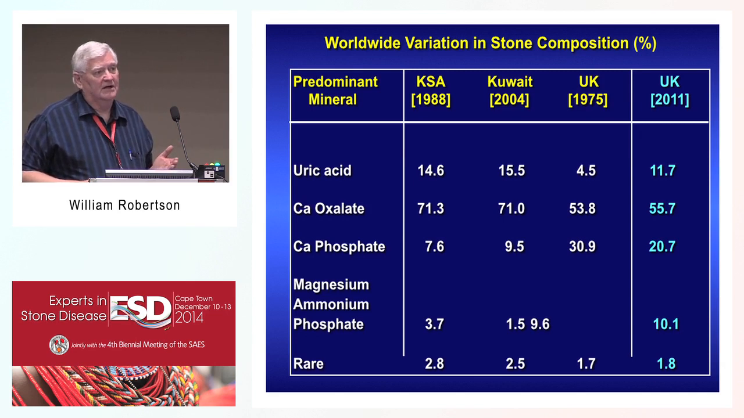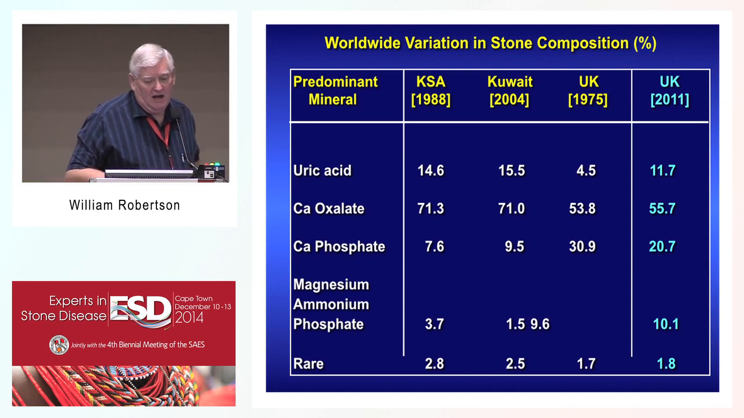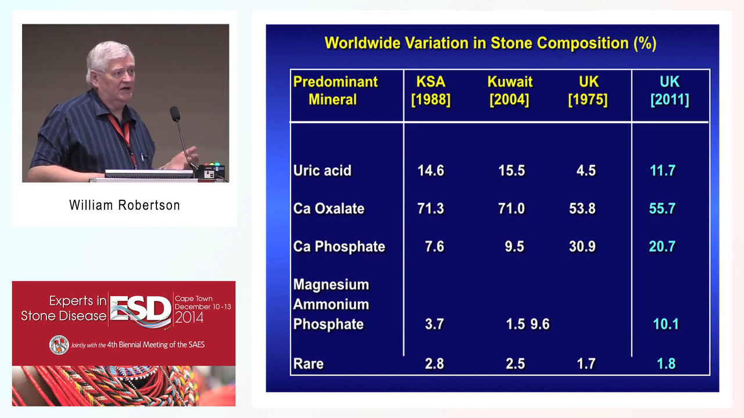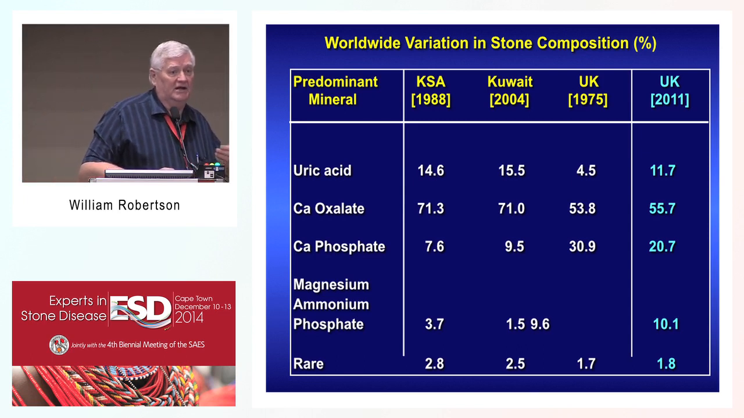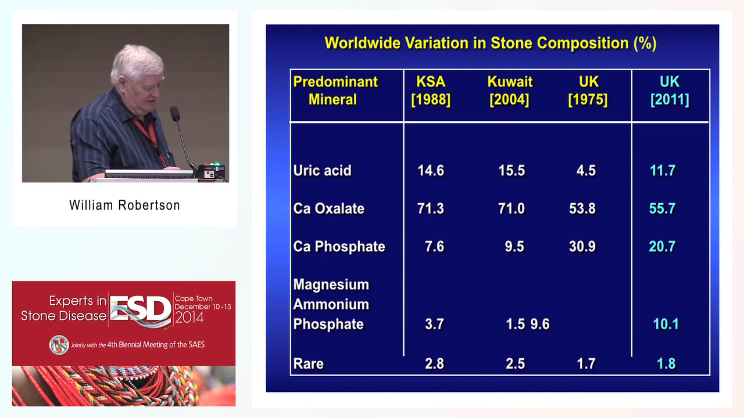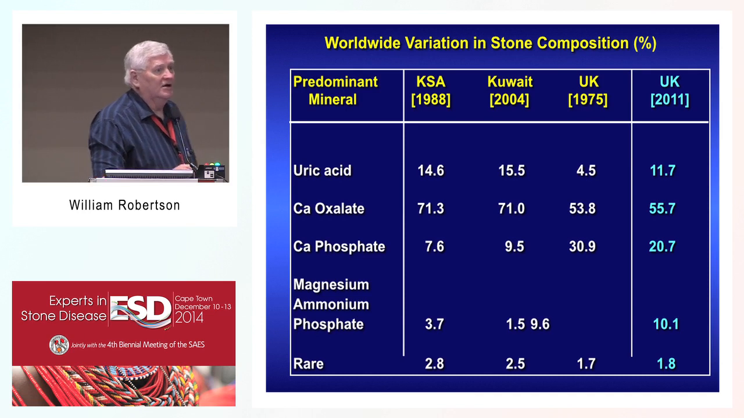When you look at stone disease on a world scale, I want to concentrate first of all on the very high uric acid stone problem in the oil-rich Gulf states in the Middle East. And here you can see what the problem is. If you look at this center panel here, this is the percentage of stones which are predominantly uric acid in the populations there.